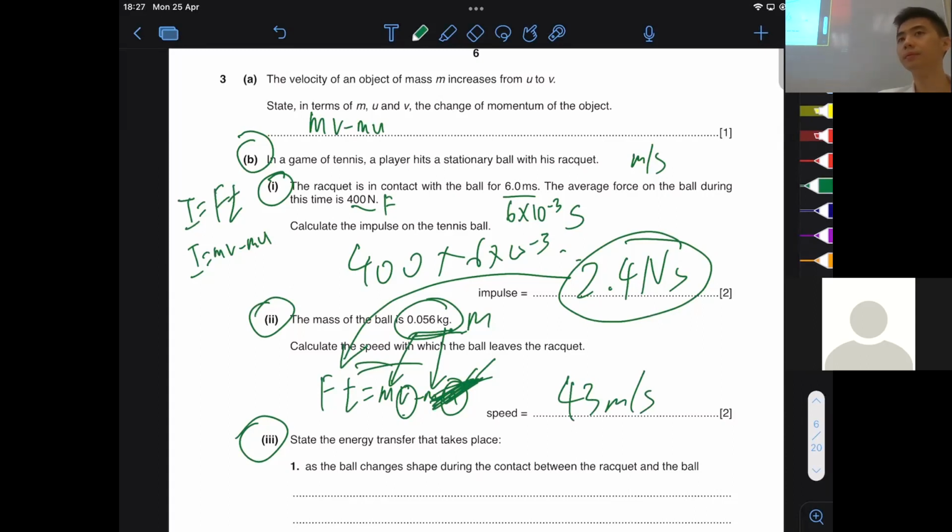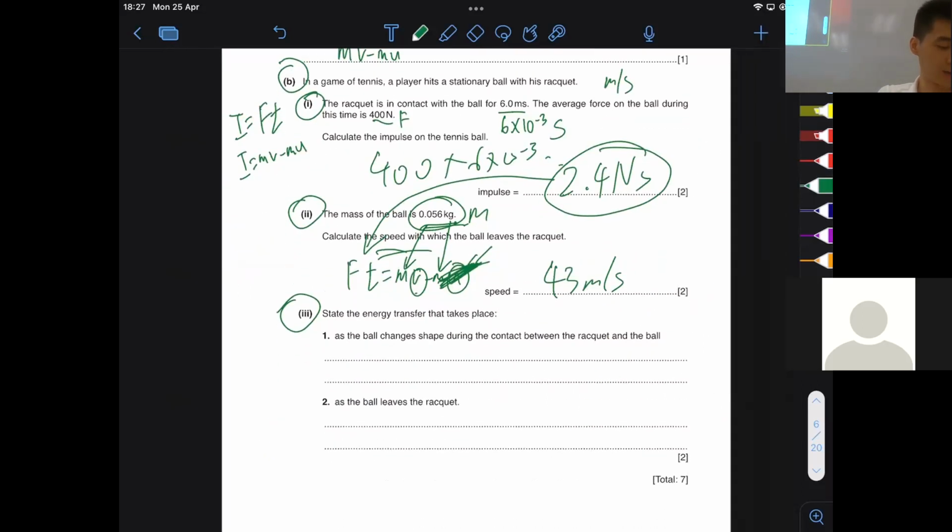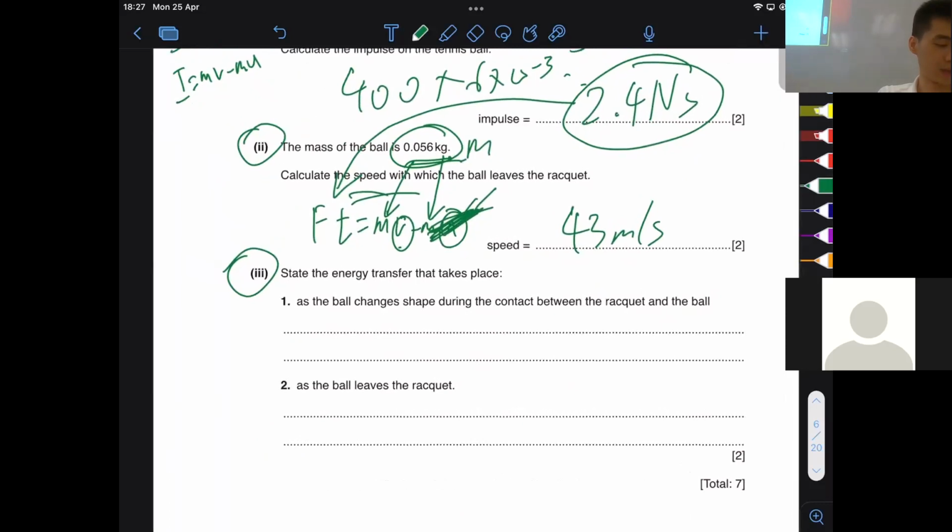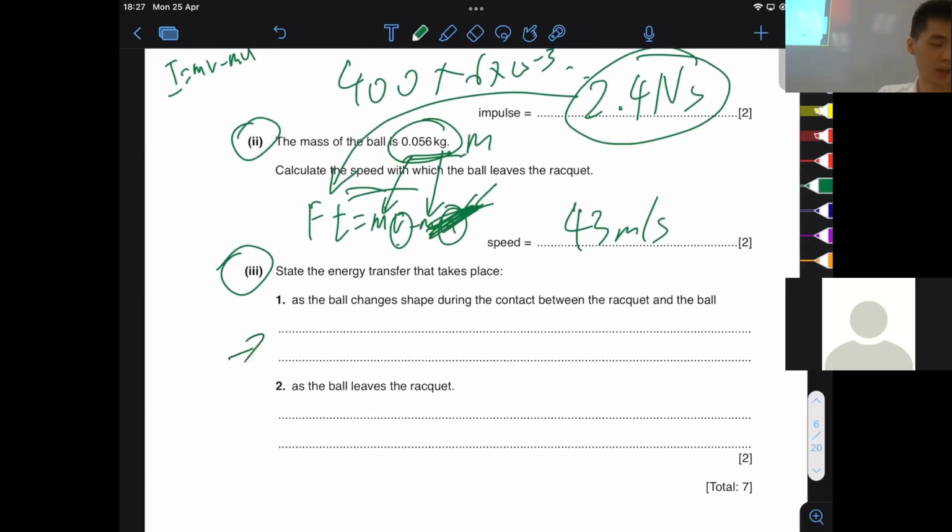So we discuss 2B. 2B Part 2. After the energy changes, I think I don't need to explain this, right? You guys should know this.